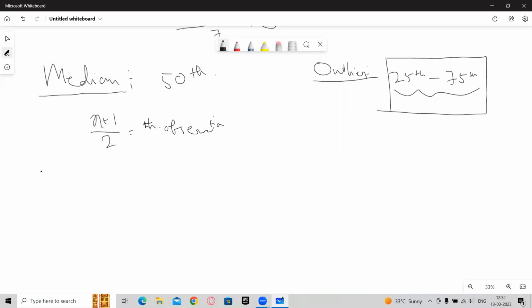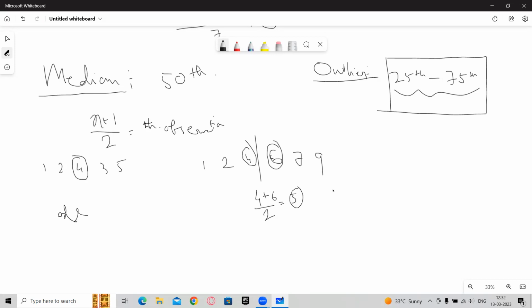Why? Because suppose you have 1, 2, 3, 4, 5, you can easily pick the middle one as your median value. Or if you have 1, 2, 4, 6, 7, 9, then for our median value we take the midpoint, where this is your upper boundary level and this is your lower boundary level. We can take these two and take their mean, and we can say that the median value is 5. Yeah, this is for odd, and this was for an even number of observations.